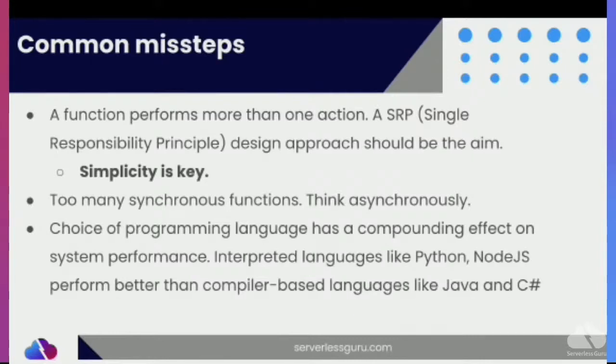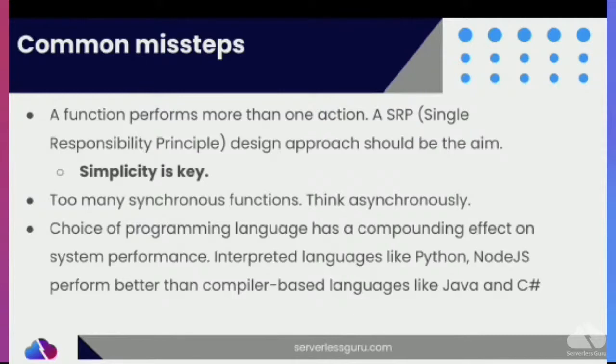So synchronous functions are those functions which wait for tasks A, B, and C to happen before they can complete their execution. So you don't want to have too many of these functions. You ideally want to have a function where you just fire and forget, and that function can do its job independently.